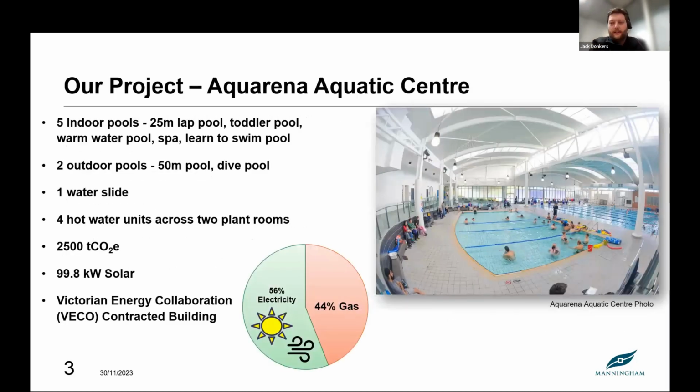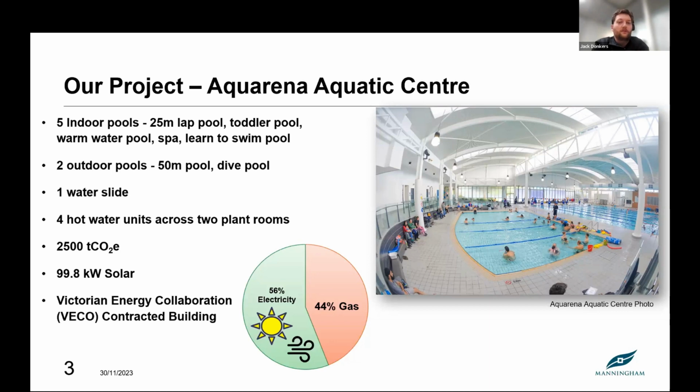So our project, Carina Aquatic Centre, I've got a map for you in a later slide, but basically we've got 5 indoor pools: a 25-metre lap pool, toddler pool, warm water pool, spa and learn to swim pool. And 2 outdoor pools: a 50-metre outdoor pool, and then a dive pool run off the same water but is currently not in use. We also do have a water slide which is used in summer.